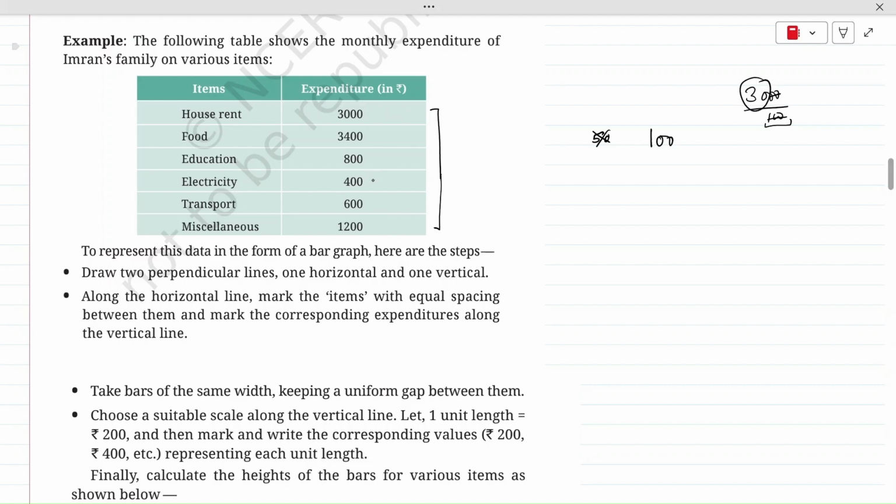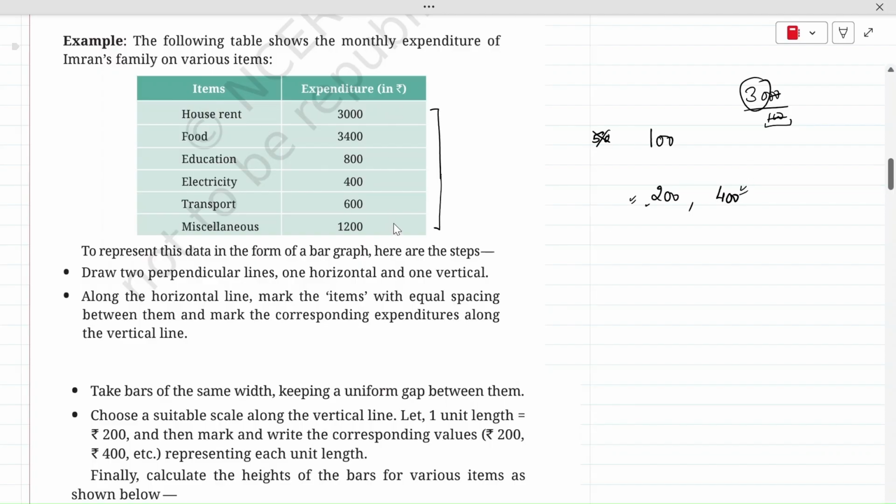So next what we can do here is, we can take 200, right? And we can take 400 also. If we take 200, let's see if everything is divisible by 2 here. Yes, see, 3,000 is divisible by 2, 3,400, 800, 400, 600 and 1,200 also. So it is easy to represent using 200. Now coming to 400.